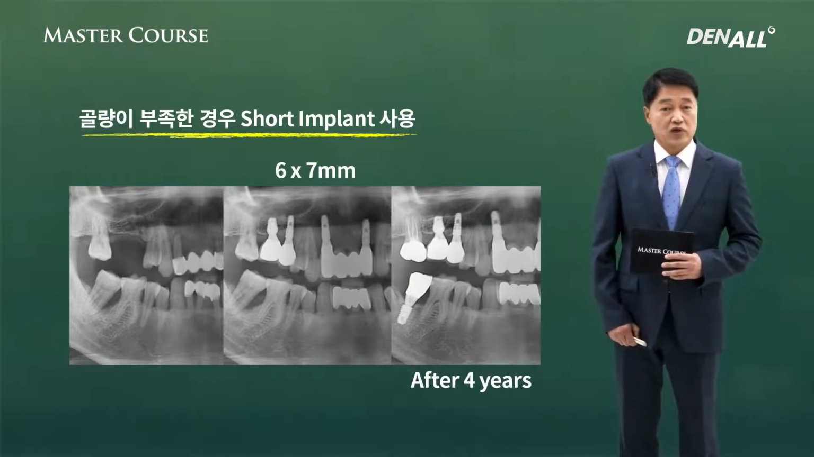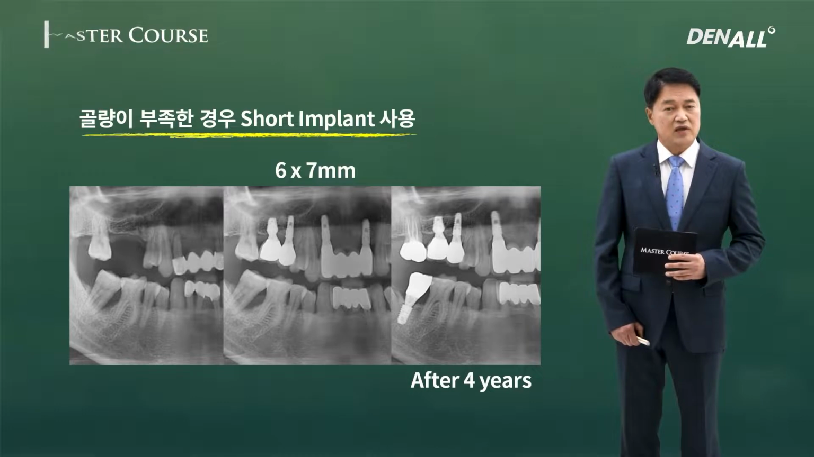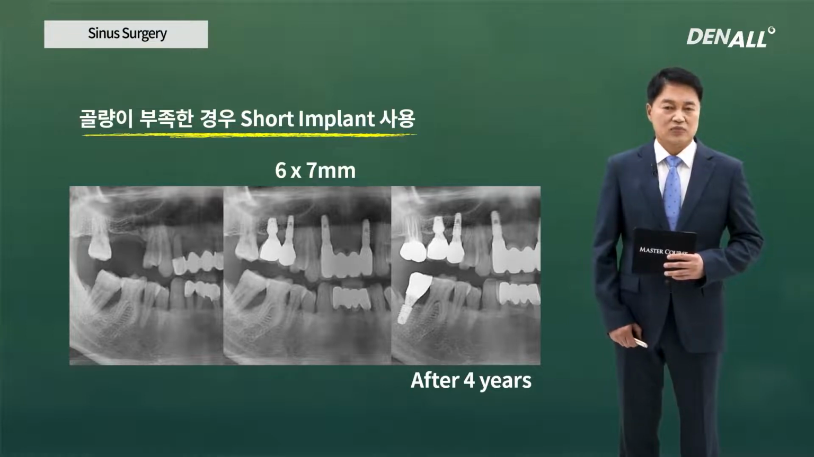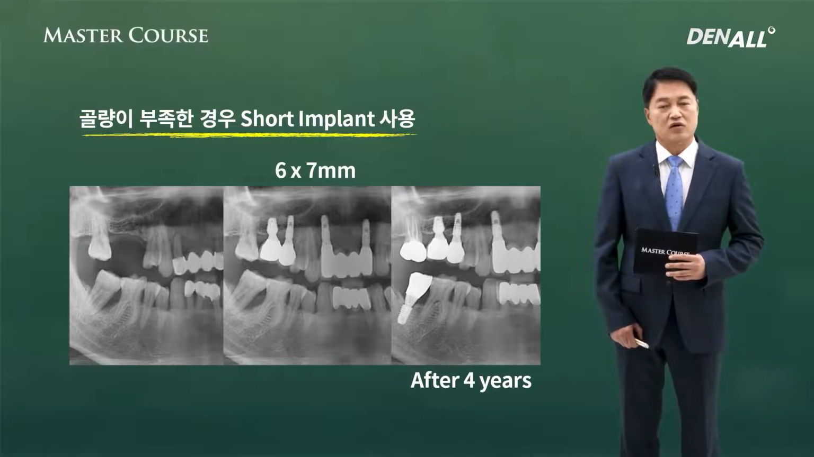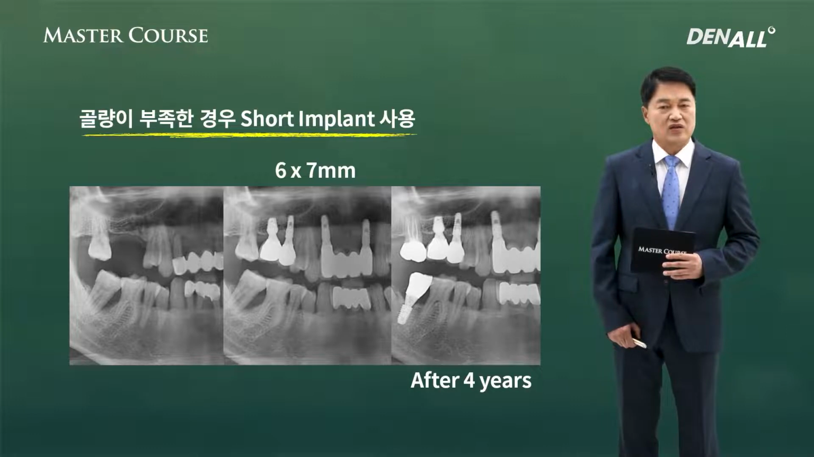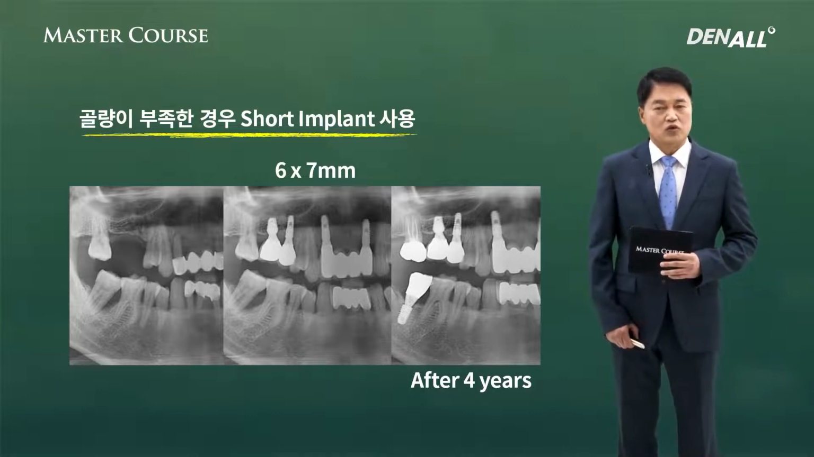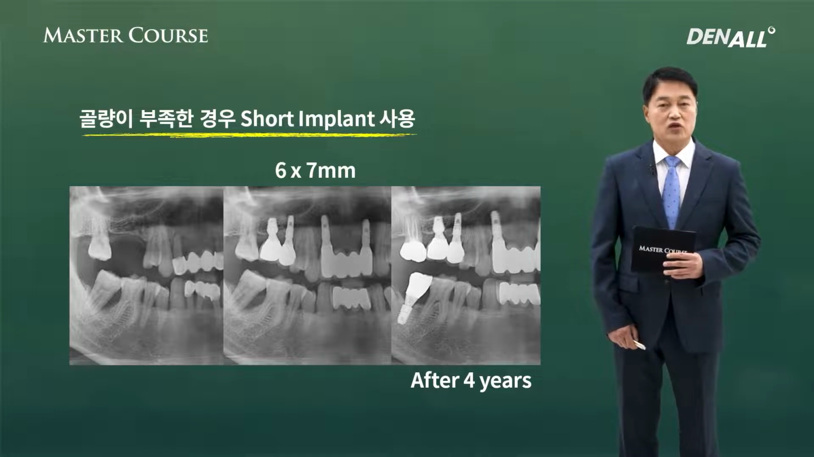That's most important. Let's look at a case. In number 15 and 16, there was lack of bone for implant placement. The patient did not want sinus surgery, so I placed a short implant in number 16. I chose a large diameter implant, a 6 by 7 millimeter implant, and the patient had no issue with it. After 4 years at the checkup, it looks okay and stable.